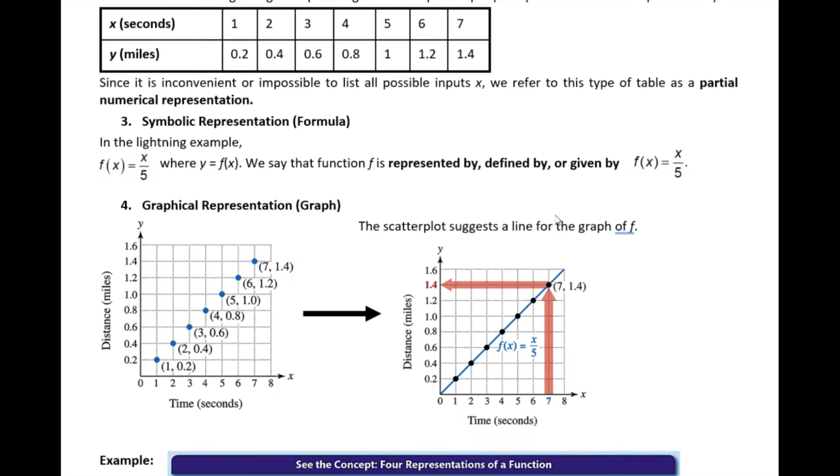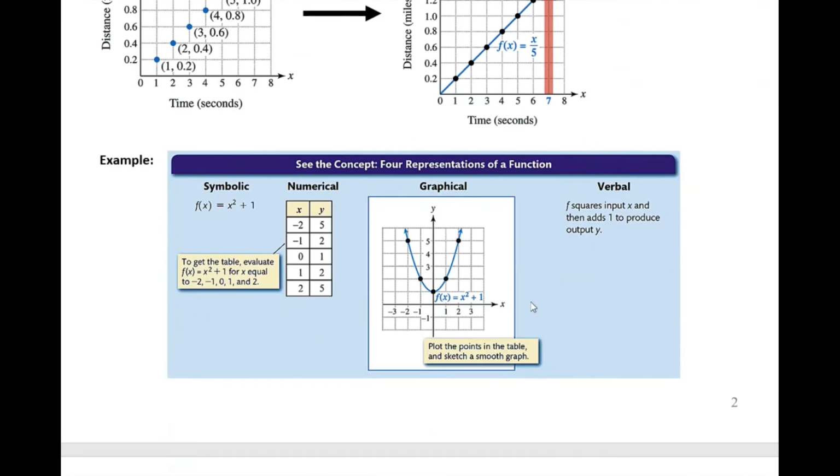And here you can pause the video and take a look at this example for a couple seconds. x squared plus 1 is explained as a symbol, as a formula, as a table, as a graph, and in words. So just pause the video and check this for a minute. Okay, now we go into some examples.